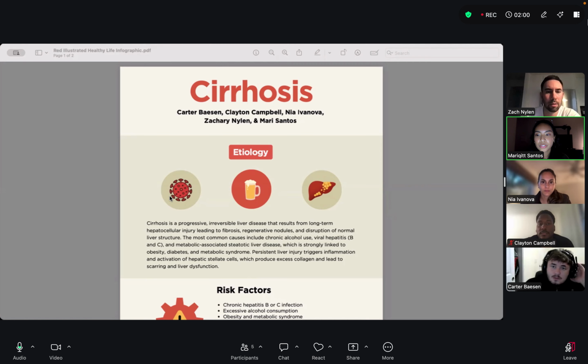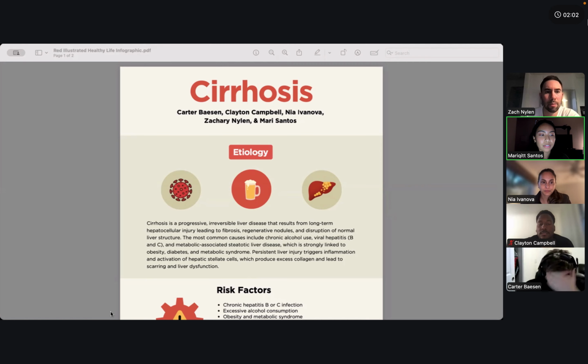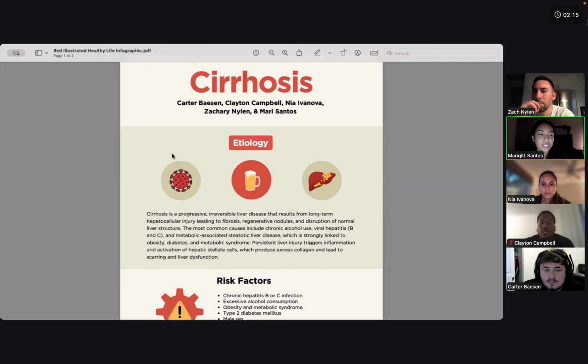Okay, so our presentation is on liver cirrhosis. We're going to be going through etiology, risk factors, what a patient with cirrhosis might look like in the clinical setting, labs and diagnostics to help confirm liver cirrhosis, therapeutic treatments, patient education, and then we're also going to go a bit more in depth regarding the pathophysiology.